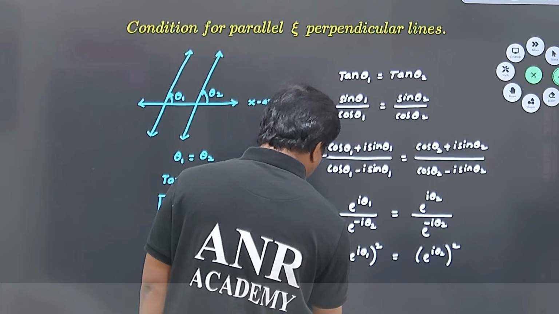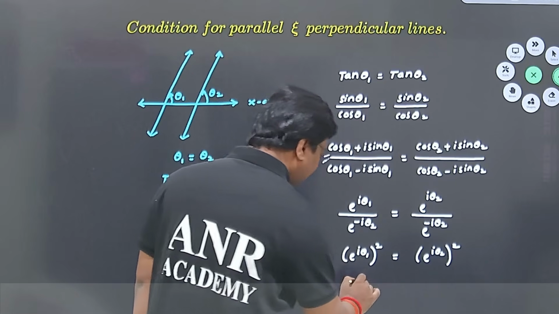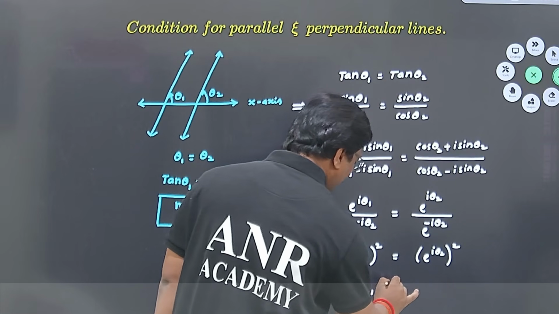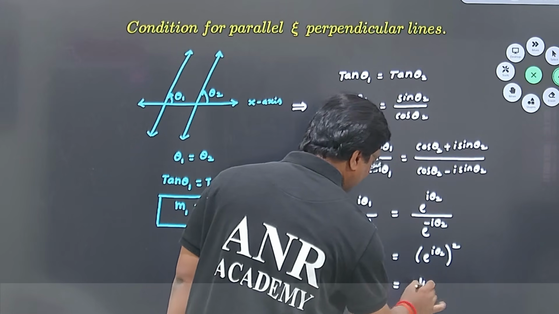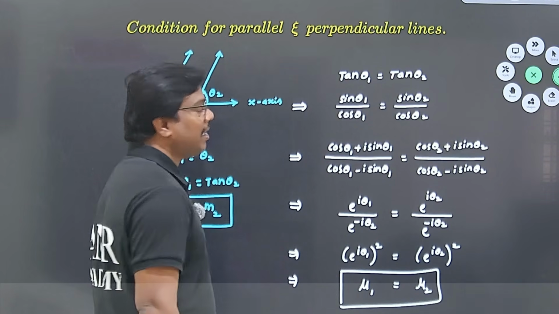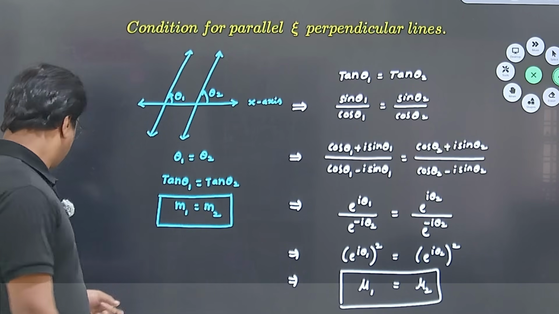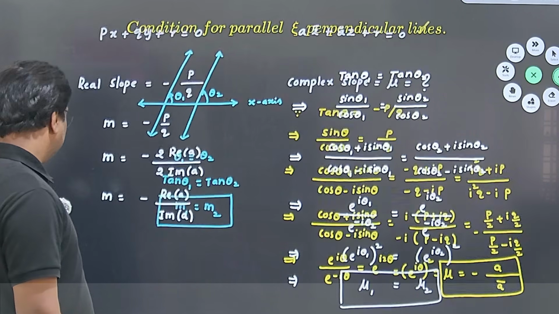Rewriting in this way, and this is clearly the definition of complex slope, so that mu 1 equal to mu 2 is the condition for parallel lines in complex form. Let us move to perpendicularity.